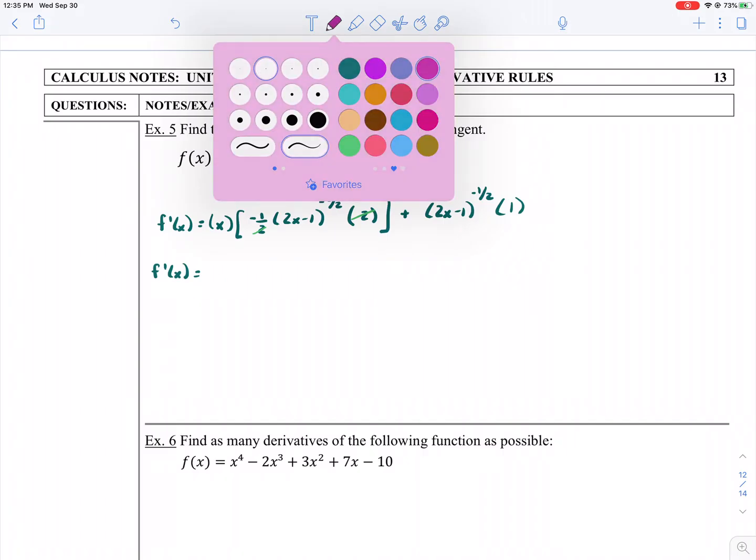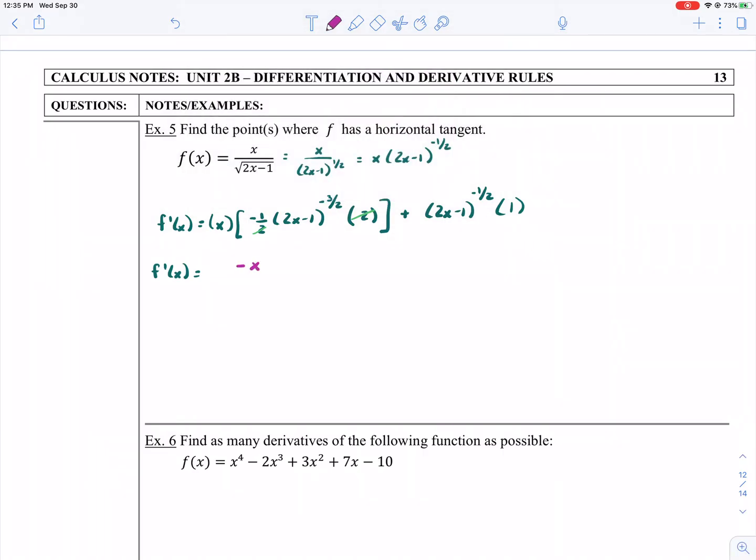Let me get a different color here. I'm going to have a negative x because there's the negative, right? And here's the x value. But then I'm going to have to move the 2x minus 1 down to the denominator so I no longer have a negative 3/2 exponent. Now I'm going to do the same thing on the other side, but when I move this 2x minus 1 to the 1/2 down, what I have left up here is just a 1. Make sure that you have something left in the numerator.